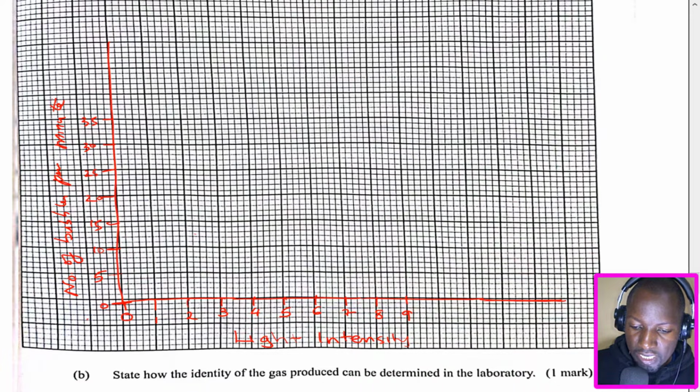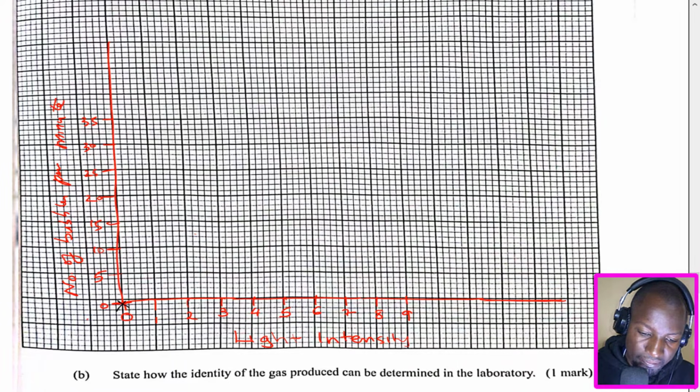So that is it. Next, we want to plot those points. Allow me to pick another color for plotting. The first point is when the number of bubbles is 0, the light intensity is also 0. So that is the starting point, the origin, 0, 0.